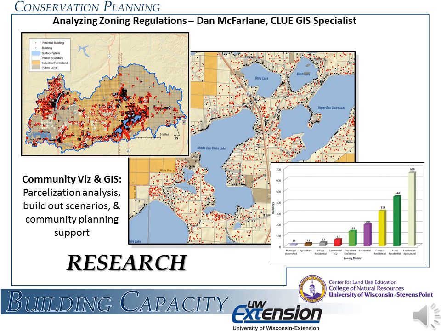The new generation of conservation planning with GIS technology is really a rapidly emerging field. CLUE has utilized some of these emerging technologies, such as Community Viz, which is a GIS add-in to Esri products with a remarkably wide variety of planning applications. For example, I've worked with lake and watershed groups to analyze zoning regulations and comprehensive plans to help them understand how their local policies could play out on the landscape.